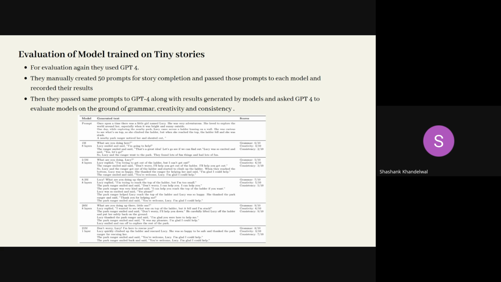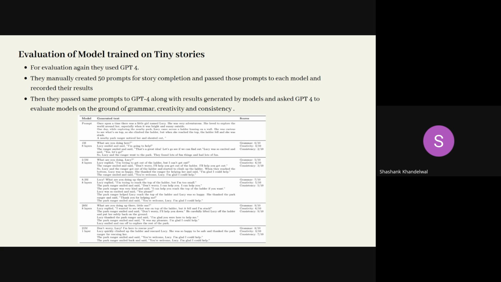This is just a snapshot of the results, but they also compared some available models like GPT-2 XL and GPT-Neo. So what they want to say is that using this framework you can evaluate the model that you generated using the synthetic TinyStories data, and based on the score you can choose the best model.